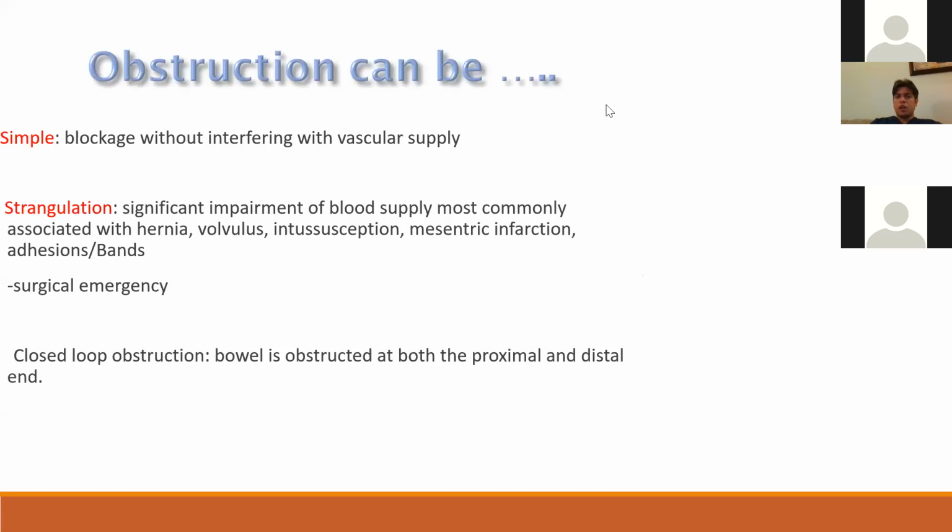Okay. Now obstruction can be simple, a blockage without interfering with the vascular supply. It could be strangulation, where your blood supply will be compromised. This is a surgical emergency. And a closed loop obstruction, where the bowel is obstructed at both the proximal and distal ends. This usually occurs when the obstruction is at the point of large bowel. One end is obstructed and the other is closed by the ileocecal valve, so it's a kind of closed loop obstruction.